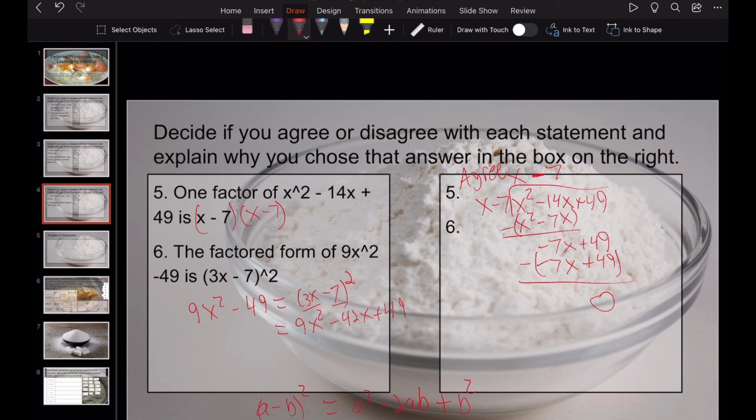Okay, so now all we need to do is check and see if what we multiplied here is equal to this. And it almost is, but it's not. So that is not the factored form. So number 6 is going to be a disagree.